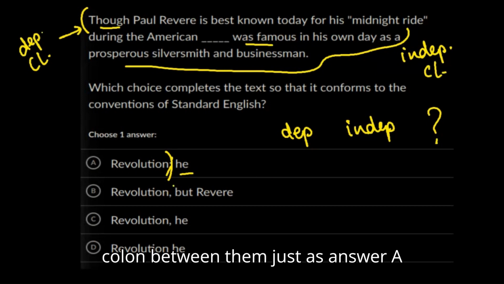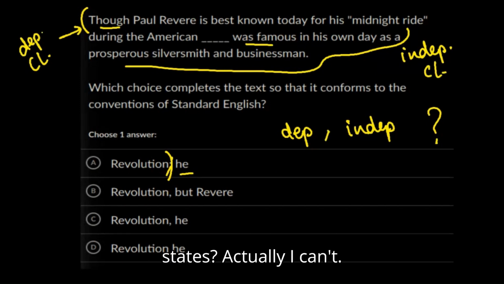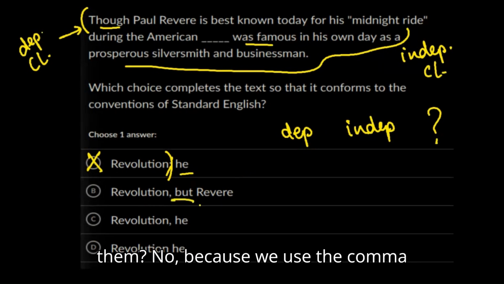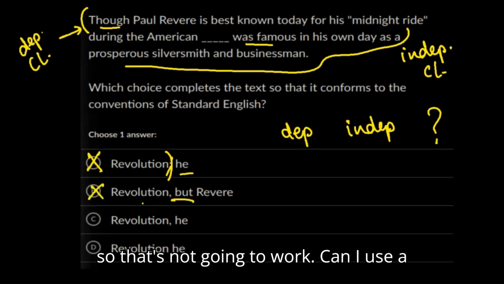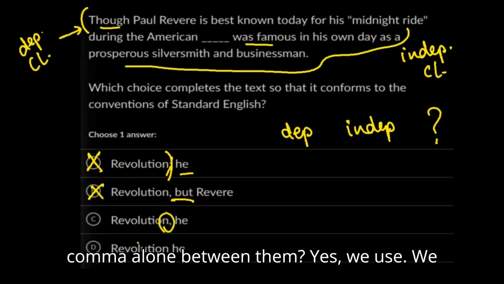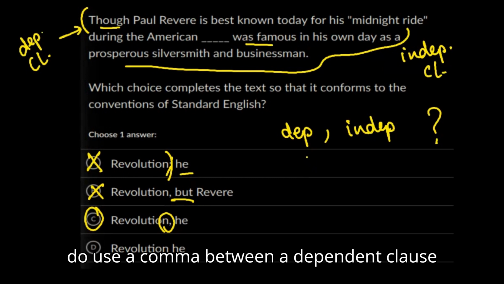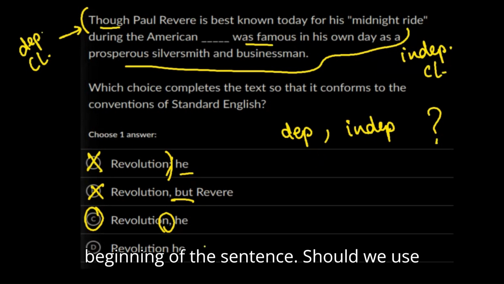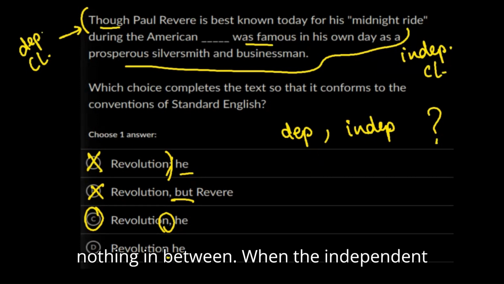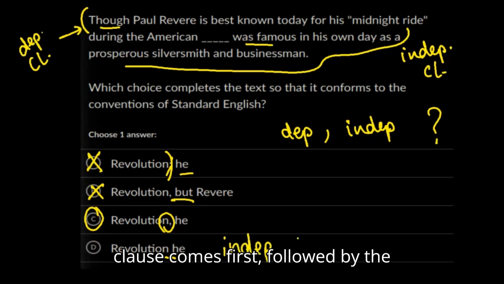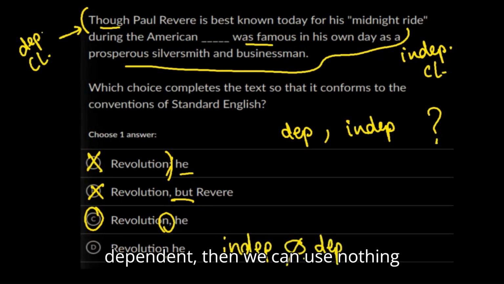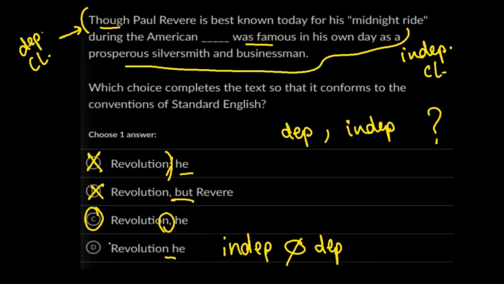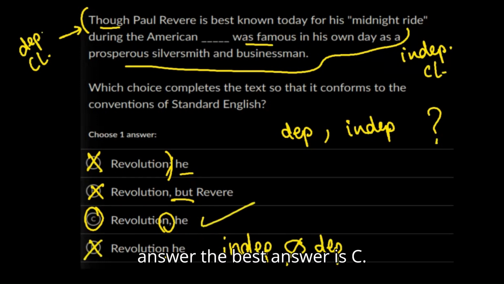Should we use a semicolon between them, just as answer A states? Actually, I can't. Can I use a comma and FANBOYS between them? No, because we use the comma and FANBOYS between two independent clauses, so that's not going to work. Can I use a comma alone between them? Yes, we do use a comma between a dependent clause and an independent clause, especially when the dependent clause comes at the beginning of the sentence. Should we use nothing in between? We actually use nothing in between when the independent clause comes first, followed by the dependent, then we can use nothing between them. But in this case, we're going to use a comma. So the best answer is C.